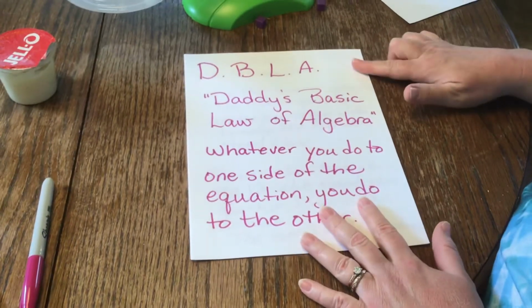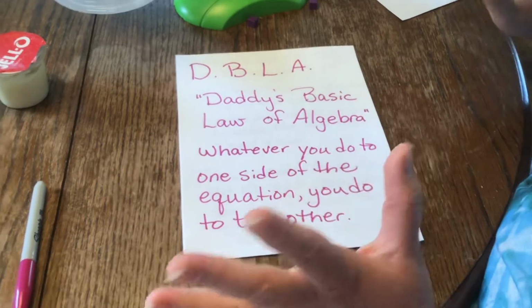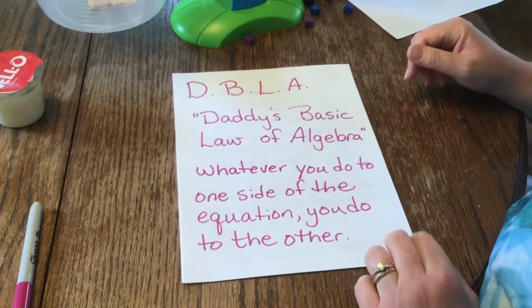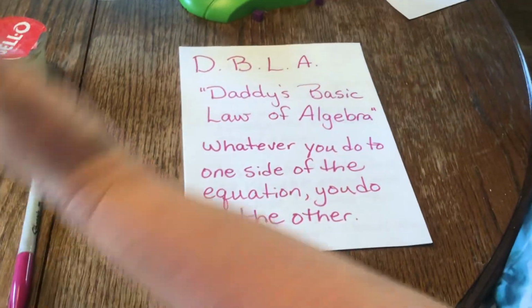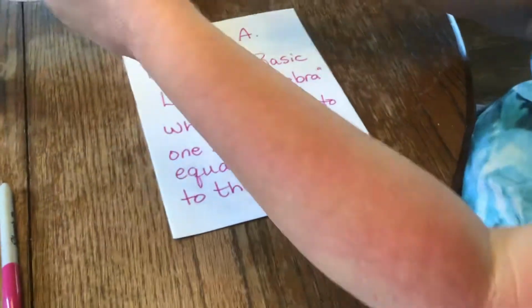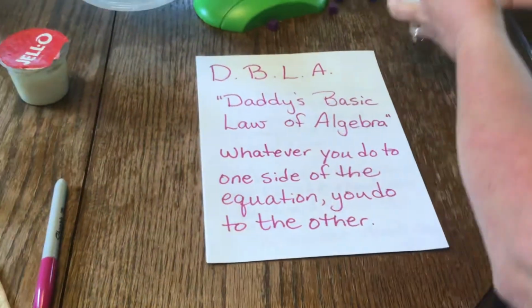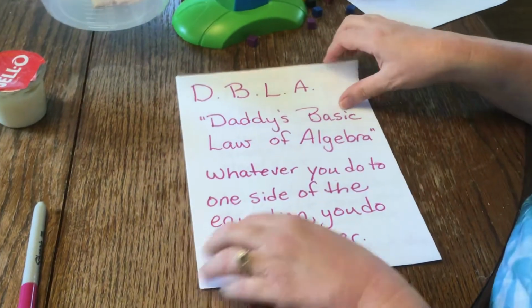One of them was DBLA, Daddy's Basic Law of Algebra. He used this a lot. Trust me, I don't just make this stuff up. My dad was as weird as I am. And that rule is whatever you do to one side of the equation, you do to the other, which is exactly what I was doing here with the balance. If I took some out of one bucket, I had to take the same amount out of the other. We've got to keep our sides of the equation even.